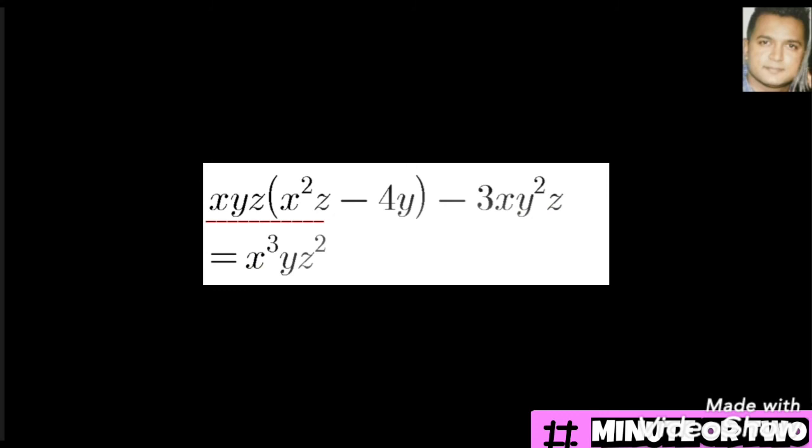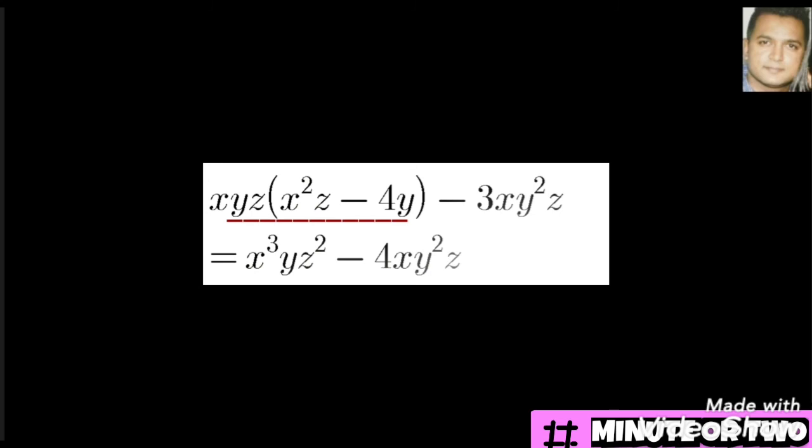So multiplying the xyz by the first term in the bracket, we have x to the power 1 times x squared, and that's how we will get x to the power 3. Then we have y times, there's no y in the x squared z in the first term of the bracket, so we'll just put the y down. And then we have z times z, which will be z squared, basically the laws of exponents yet again.